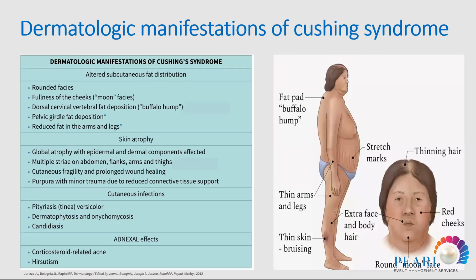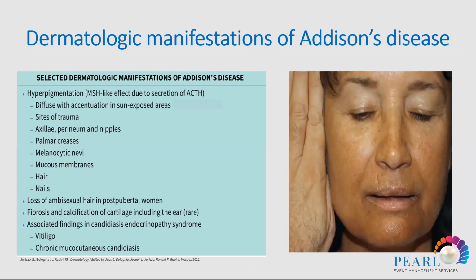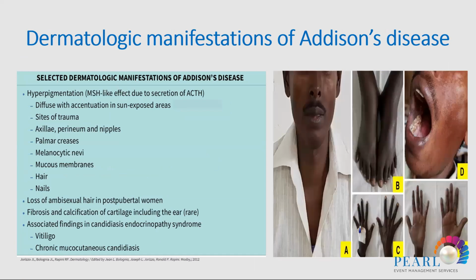How about Cushing syndrome? Yes, patients may have rounded faces, the moon face and the buffalo hump. Patients are at a higher risk of having striae, which we see commonly in our clinic. Patients are also at a higher risk of having fungal disorders, and not to forget steroid-induced acne, which is a very common side effect of being on steroids for so long. Addison's disease, I'm not going to talk through in detail, but patients may have hyperpigmentation that may appear at sites of trauma, the axilla, the palmar creases, and even in different mucous membranes and the hair.